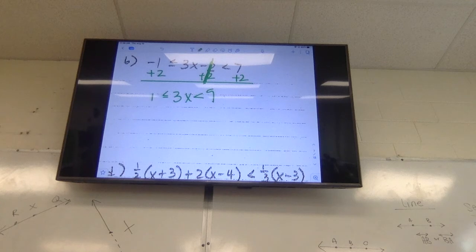Again, I'm still working to get all the way down to just x by itself, so I've got to get rid of that 3, and I'm going to do that by dividing. And I don't just divide the 3 in the middle, I have to divide it on the right and on the left. So I divide 1 by 3 and I get 1/3 is less than or equal to x, which is less than 3.